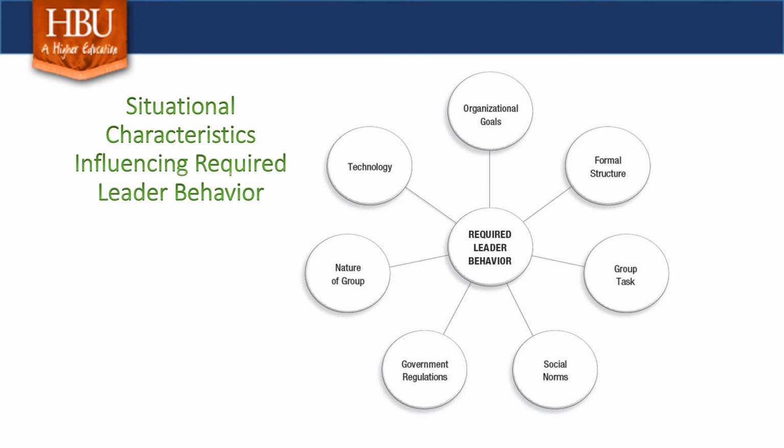Recall in our previous slide that our multidimensional model of leadership states that 3 variables determine our leader behavior. This is a consideration of our first. It's the situational characteristics influencing our required leader behavior. This is noted also in Exhibit 12.6 of your text and helps us understand those things organizationally, structurally, task-oriented that require leader behavior.